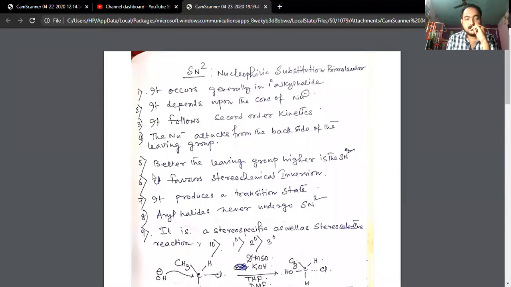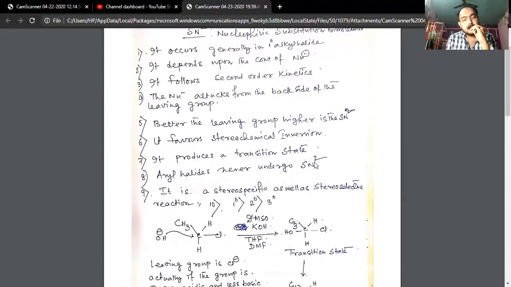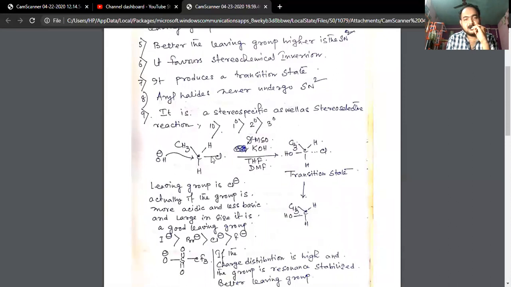The next point: the better the leaving group, the higher is the SN2. This is a very important condition. You see, if the leaving group capability of this group is high, then it will easily leave, and OH minus can easily replace the leaving group. So what are the criteria of leaving groups? You can see here, in this case the leaving group is Cl minus.